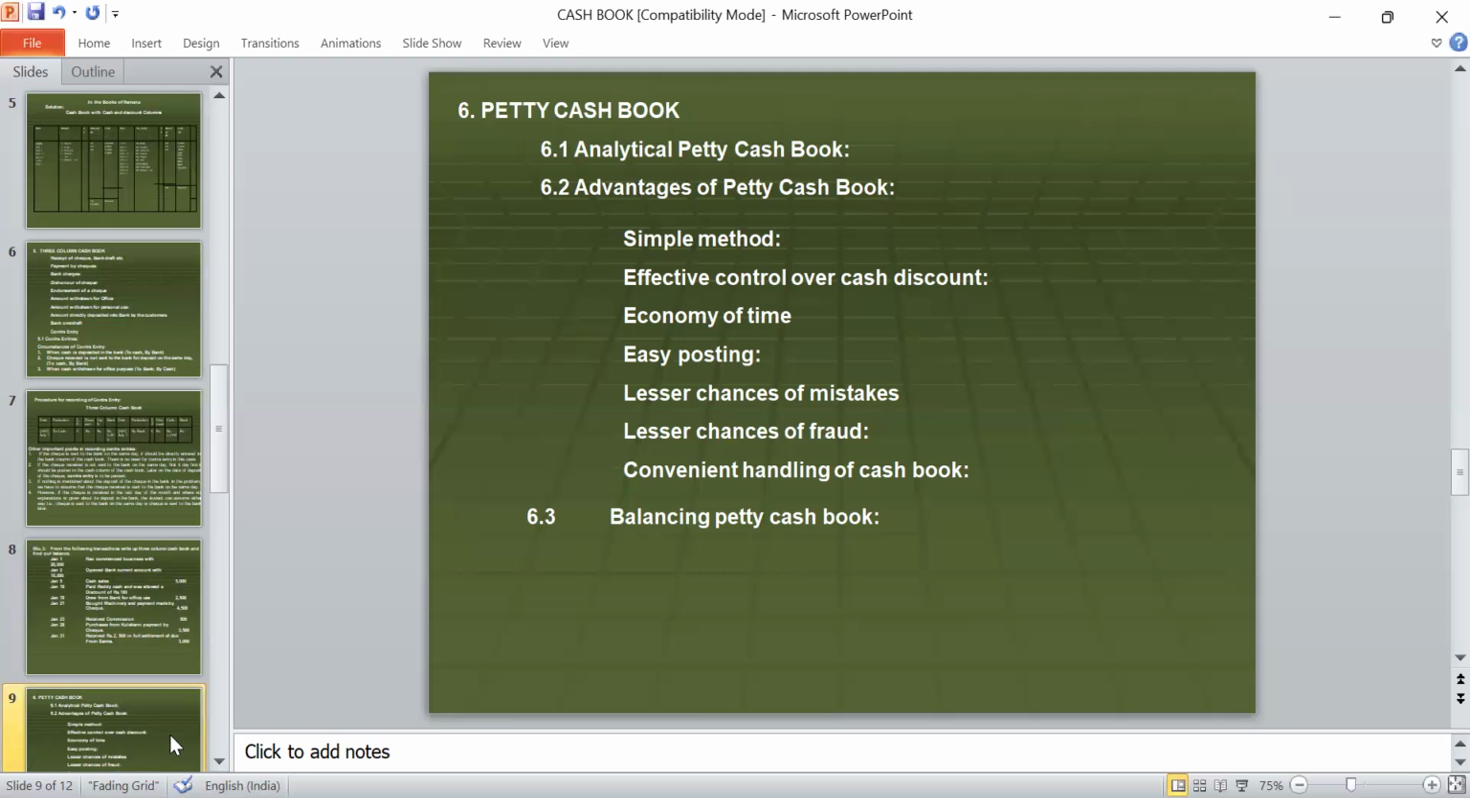The need for petty cash book: in an organization where bank transactions are taking place, cheques are not accepted to pay small payments like 20 rupees, 30 rupees, 40 rupees, 50 rupees, cartage charge 40, telephone charges 50, stationery charges 20 rupees. Cheques are not accepted for small payments. And if all these small payments are recorded in the main cash book, it becomes very bulky. So it is essential to maintain a petty cash book to record the small payments. That is the need for petty cash book.